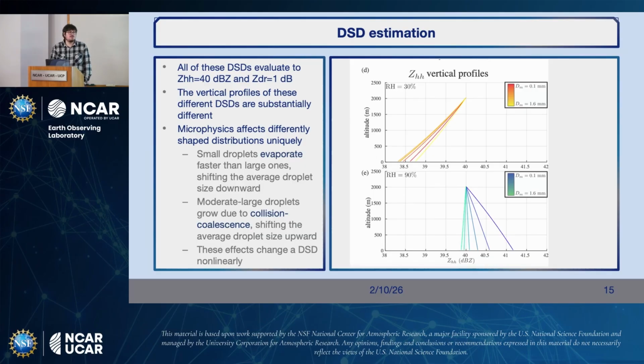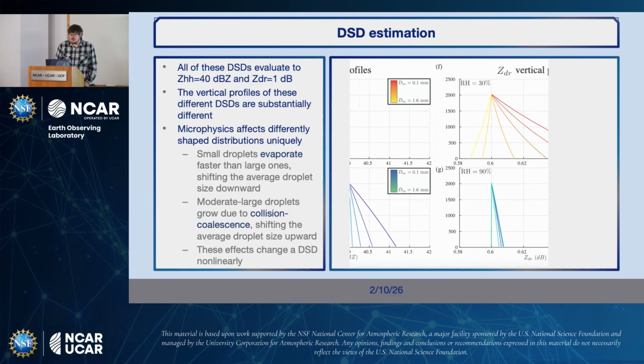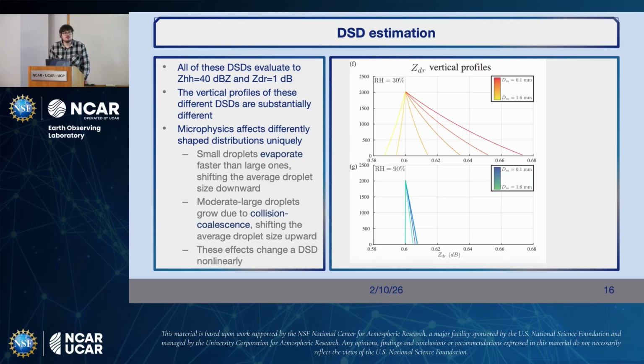So there's a couple of interactions here, like I said, collision coalescence. It is essentially the larger, faster moving droplets moving through a medium full of smaller, slower moving droplets, collecting them as they go down. Evaporation impacts smaller droplets more than it does the larger droplets. And so the combination of these 2 things shift these distributions around pretty substantially. And I think that this is best displayed when we look at the differential reflectivity and not just the reflectivity by itself.